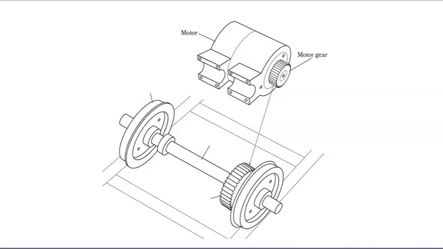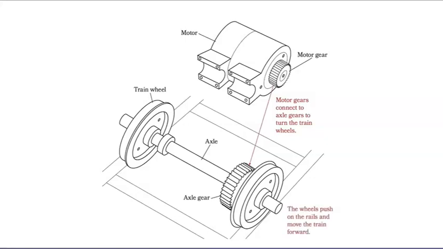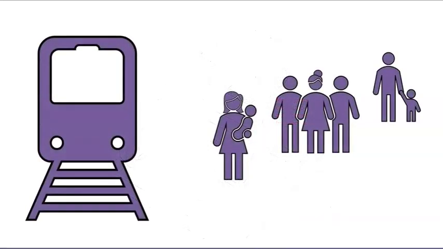The motor gears turn the axle gears. The axle gears connect to the axle, and the axle turns the train's wheels. And what happens after the motor gears connect to axle gears to turn the train wheels? The wheels push on the rails and move the train forward. Engineers design light rail train motors. How do they figure out how much force is needed to move the trains? Well, they consider both the mass of trains and the expected number of passengers.